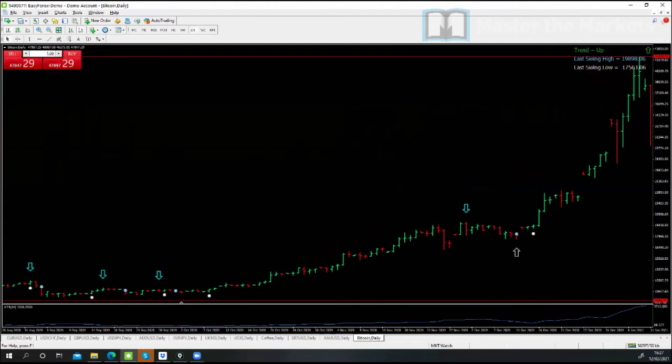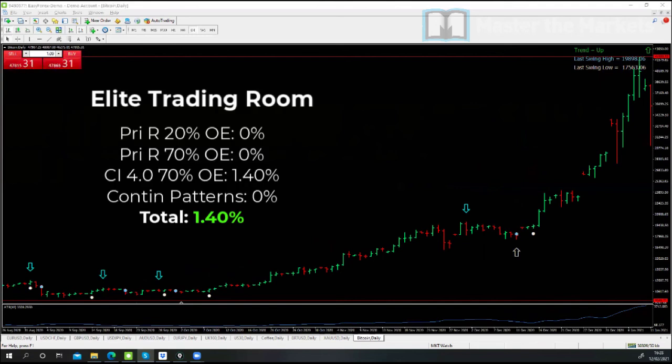Let's have a look at what our charts have done for us this week. What we'll do is start with the elite room. On the elite room, the primary runners 20% OE strategy had no trades, so that's 0%. The primary runners 70% OE was the same, 0%, because no trades were taken. The cash in 4.0 70% OE for the elite room, we did have a trade running and we took a profit of 1.40%. And on the continuation patterns, we had no trades, 0% there. So the total for the elite room this week comes to 1.40%.